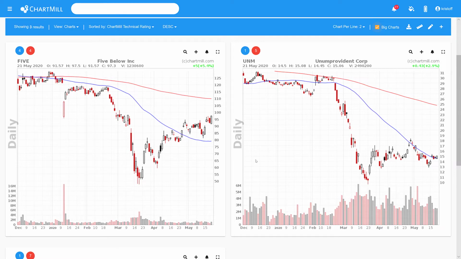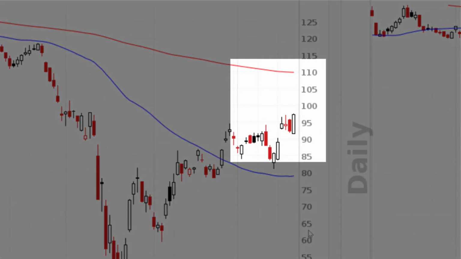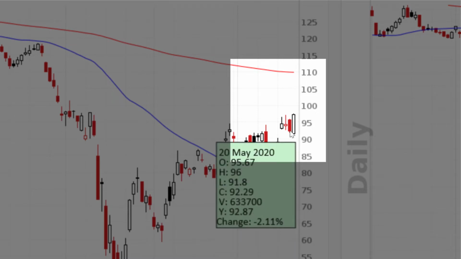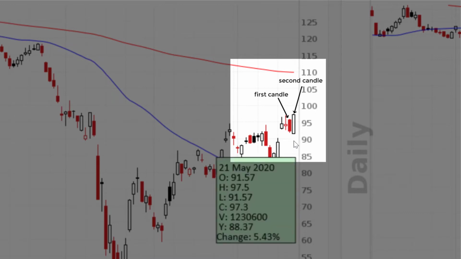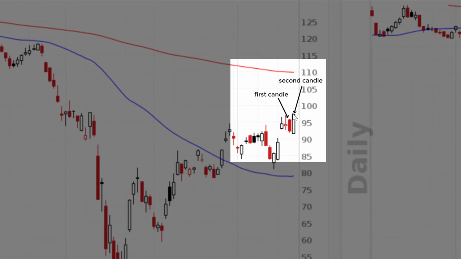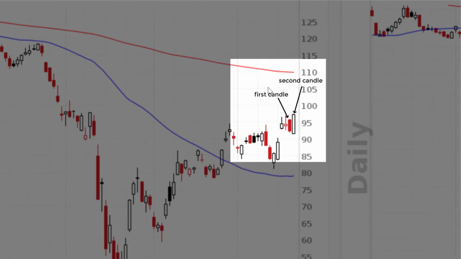A bullish engulfing pattern occurs when a negative candle with a relatively small body is followed by a positive candle with a larger body. It is important that the body of the second candle fully encompasses the body of the first candle. Ideally, the second candle has no or only a very small wick at the top. And this combination tells us a number of things.